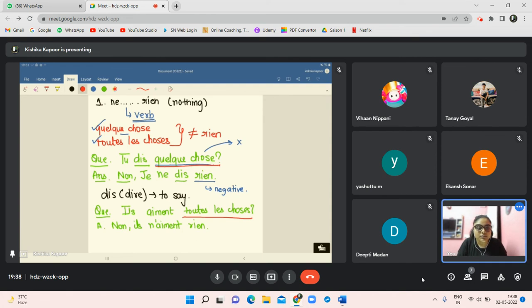Tani, the whole thing? I'm just saying that the placement of rien is going to be after the verb only. You cannot place it somewhere else. In the first one, I have placed it after D-I-S. In the second one, I have placed it after A-I-M-E. Or you can also learn it in a way that most of the time it will replace the positive expression. Wherever the positive is written in the answer, you will just write the negative. Okay, Ekansh, any doubt? Rudhay, all clear? Okay, Rehan said, Tani said. Yes, Ashwin, clear? Okay.